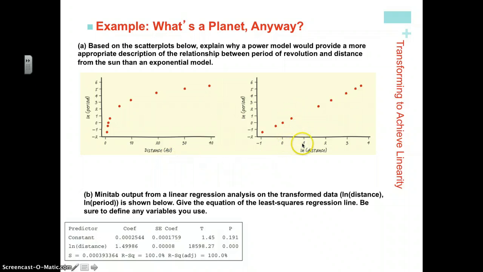So definitely the power model is a better model for this relationship because it shows a clear linear pattern. This one is still curved, so this is not what we want. If we are trying to transform a curve to linear, then this has to be the better choice over here.